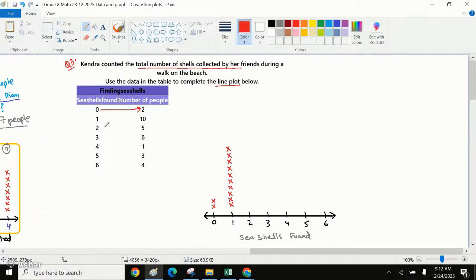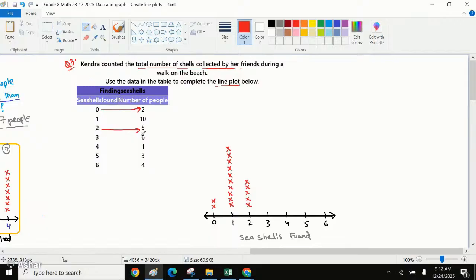Then the next one is 2 seashells were found by 5 people. 1, 2, 3, 4, and 5.